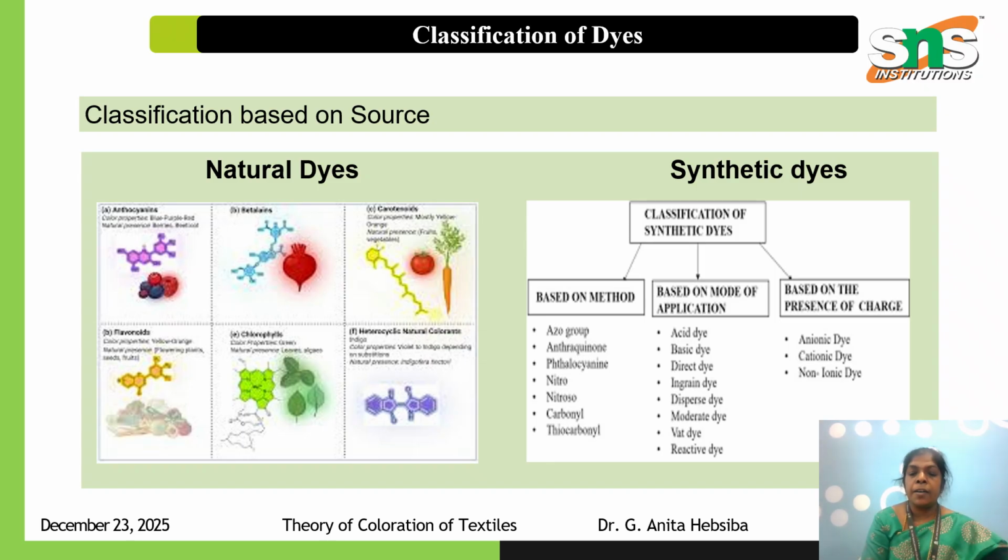Synthetic dyes sometimes contain the azo group, or sometimes anthraquinone, phenolphthalein, nitrosol. So based on structure, they are classified, again based on application, and again based on the presence of charge. They are classified as cationic, anionic, and non-ionic dyes. So these are the three ways synthetic dyes are again classified: based on the group, based on the application, and based on the presence of the charge.